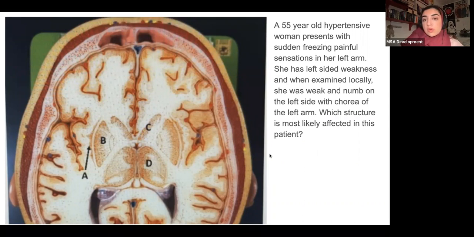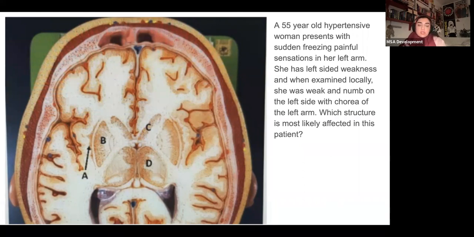So over here, we have a few clues in our question. She's 55, sure, but she's hypertensive. She has a sudden freezing, painful sensation in her left arm. That's focal. It's not like she has it on the whole left side of her body, but she does have left-sided weakness. And when examined locally, she's weak and numb in the left side with chorea of the left arm.